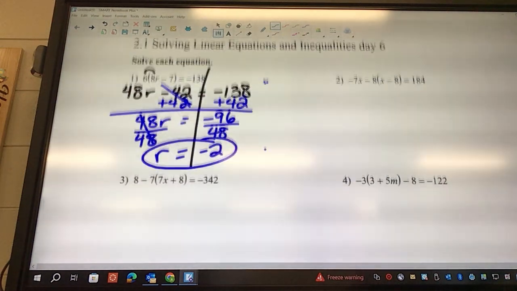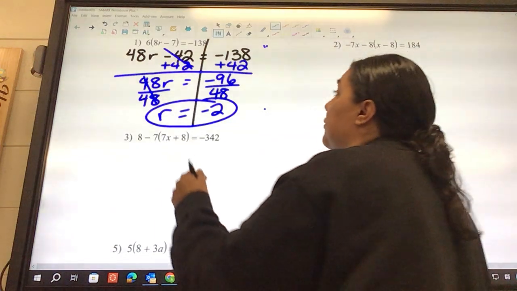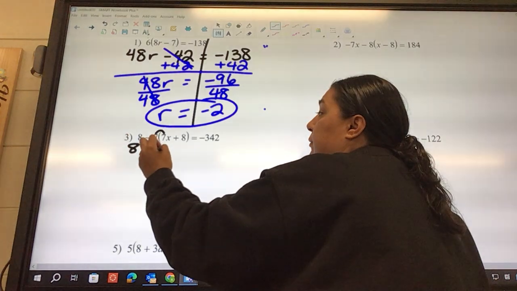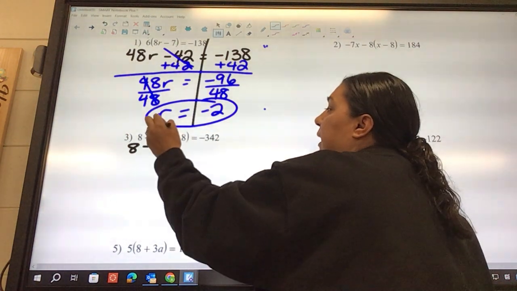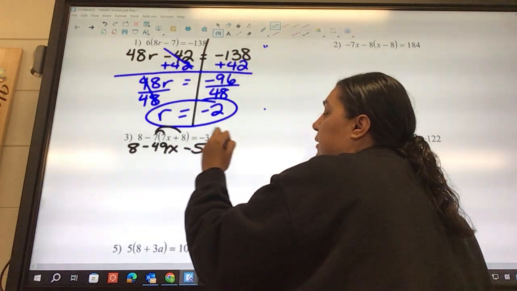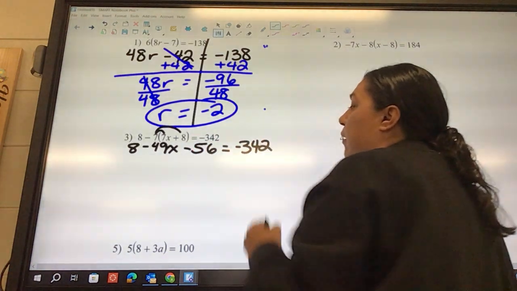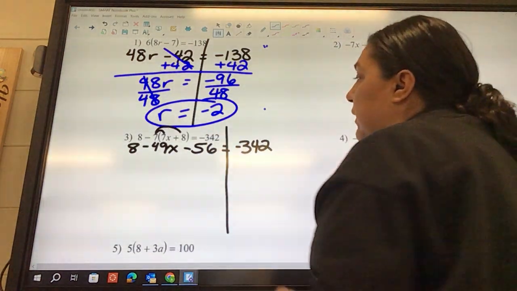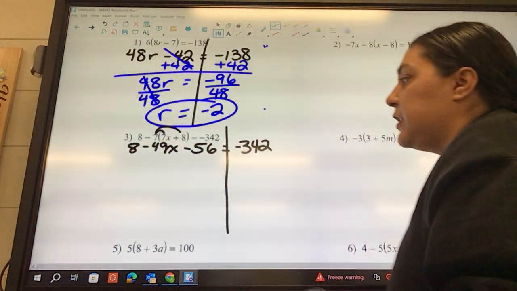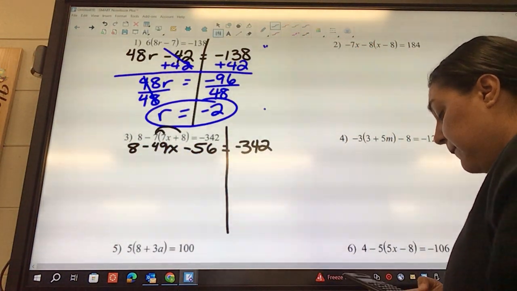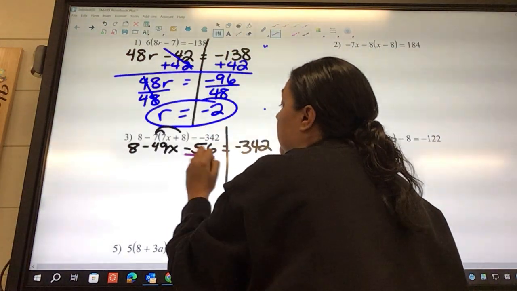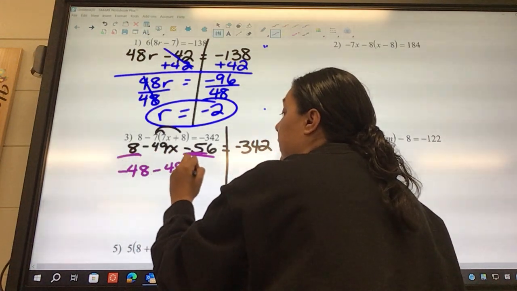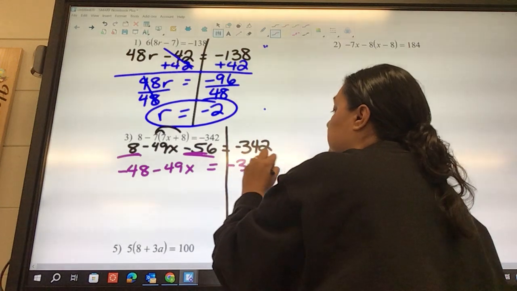Okay, number 3. Again, we see parentheses, so we got to do that first. So the 8, we're going to go ahead and drop down. Negative 7 times 7 is going to be negative 49x. Negative 7 times 8 is going to be negative 56 equals negative 342. Now if we look, see how there's 1, 2, 3 pieces on that side? That means something can get combined. So 8 minus 56 can go together. So that's going to be a negative 48. So we can put this one with this one, so that's going to be negative 48 minus 49x equals negative 342.